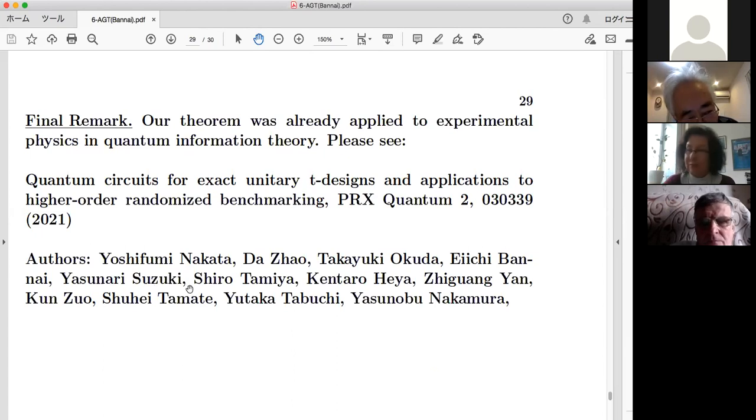There are experimental physicists. I really do not know the exact content of this joint paper, but this paper is actually using our result of the explicit constructions of unitary t-designs. And I think explicit constructions of unitary t-designs are very useful in physics, and I expect there are many applications.